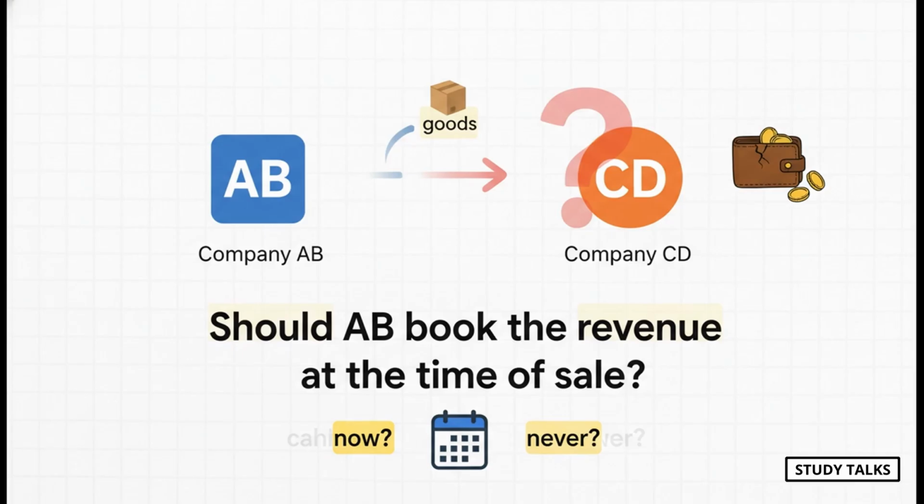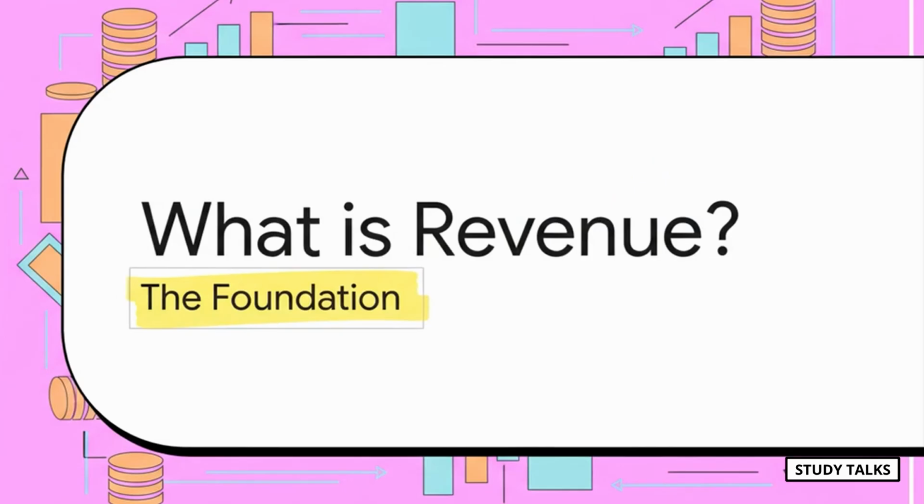Company AB makes a sale to Company CD. Simple enough, right? But here's the catch. Everyone knows Company CD is struggling with cash. They might not be able to pay. So what do you do? Do you book the revenue right away? Do you wait? Do you do nothing? The entire answer, all the marks, are hidden inside AS-9. So how do we even begin to tackle this?